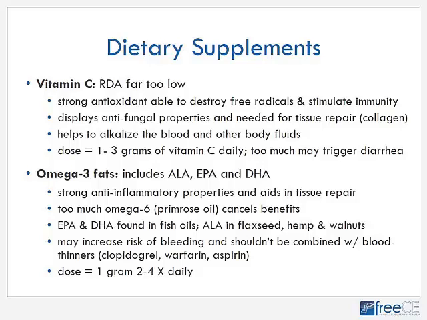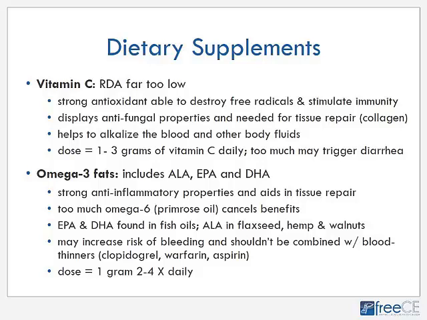Omega-3 fats are important, and they include ALA, EPA, and DHA. They have strong anti-inflammatory properties and also aid in tissue repair. Too much omega-6, such as from primrose oil, cancels the benefits of omega-3s. The American diet is very high in 6 compared to 3s. The ratio should be closer to 1 to 1, but it's often as high as 20 to 1 in favor of omega-6s.